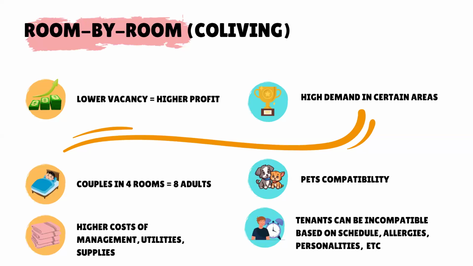Now, another problem to mention is pet compatibility. If you're going to allow pets, imagine a situation where you have a cat in one room, a dog in another room, and a person who is allergic to either cats or dogs in the third room. And tenants can be incompatible. So if you have a room by room rental, just be aware that you do not always have a perfect match based on many factors, including personalities. Some people might be very outgoing and some people might be less outgoing, and you have also allergies. If one room has pets and another room has people who are allergic to dogs or cats, you're going to choose which one of those tenants you want to maintain.